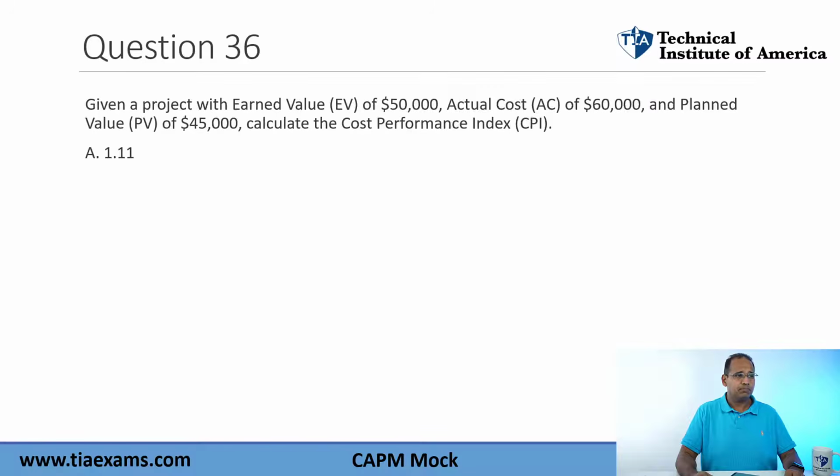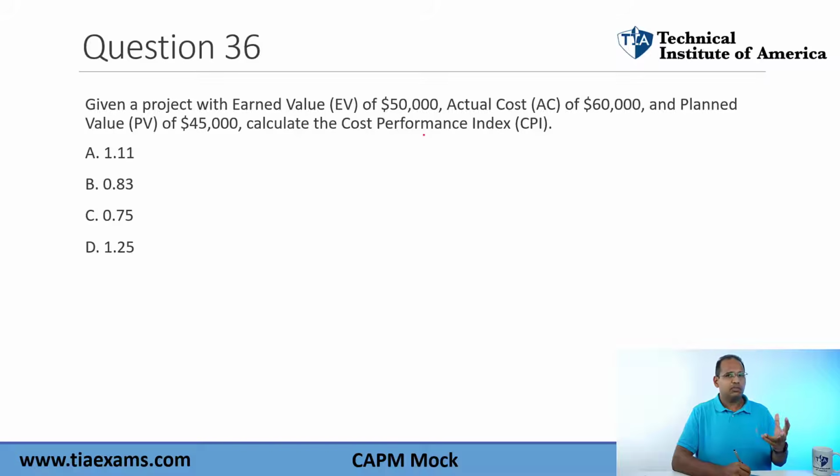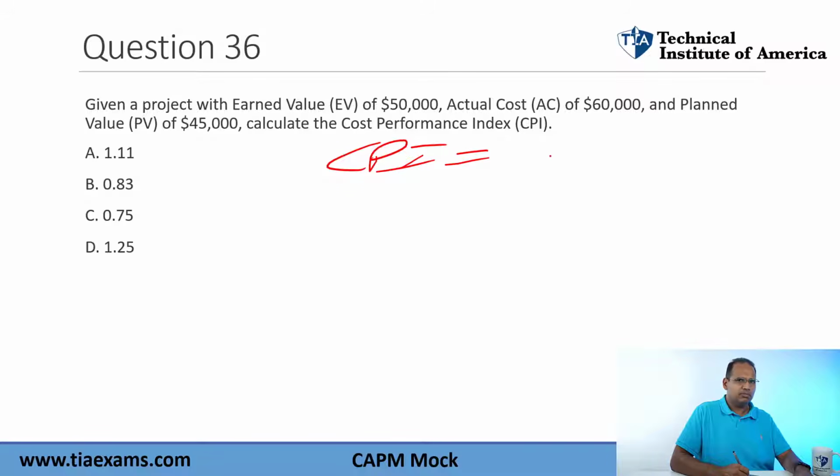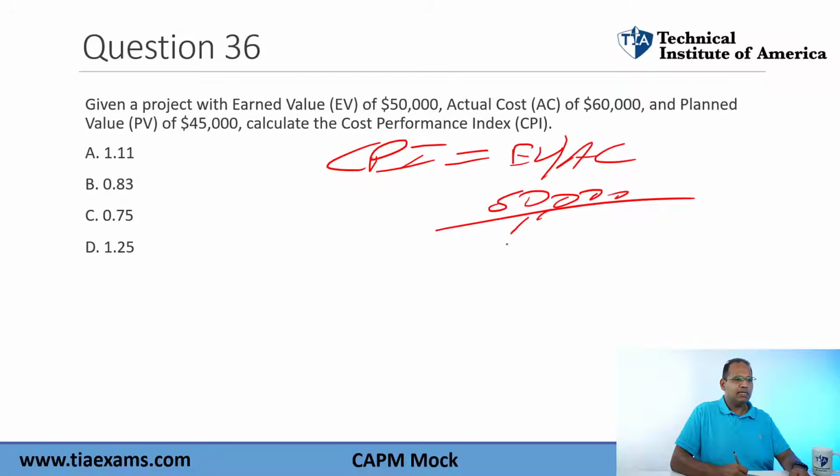Question 36, know the formula questions. Let's see if you know your CPI. Given a project with an earned value of 50,000, actual cost of 60, and a planned value of 45, calculate the CPI. So I like this question because it's throwing in some numbers in here that you don't really need, because CPI is equal to, do you know this one? Pause the video, look up the formula, if you don't. It is equal to EV divided by AC. So in this one here, we're doing 50,000 divided by AC of 60,000.